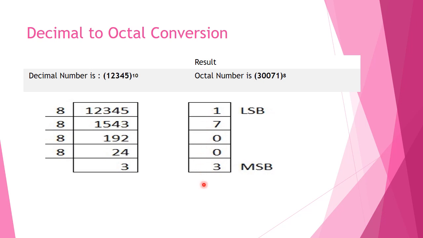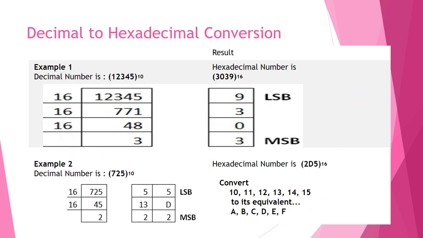So now after calculating all these remainders, you will write from the most significant bit to the least significant bit, in the opposite manner, from the lower side to the upper side. So now how will you write? 3 0 0 7 1, and then the base is 8 over here. Since it is an octal number, there are 8 digits used in the octal number. And now next, let's see the conversion from decimal to hexadecimal.